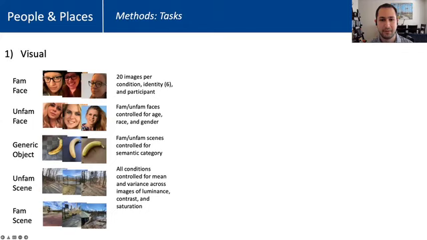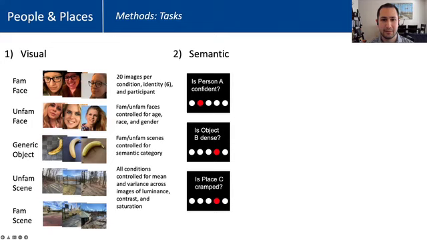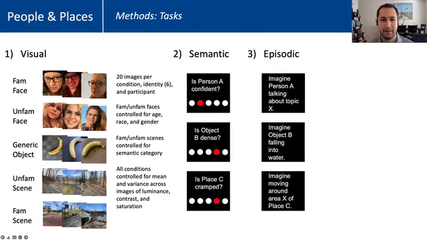We used 4 tasks. First, a visual perception task, in which participants viewed images of familiar and unfamiliar people and places, as well as generic objects. A semantic judgment task, in which participants rated personality traits of familiar people, physical properties of familiar objects, and spatial or navigational properties of familiar places. An episodic task, in which participants imagined events involving familiar people and places or objects. And lastly, a theory of mind localizer, in which participants read brief stories and answered true or false questions, either about characters' mental states or physical states of the world.